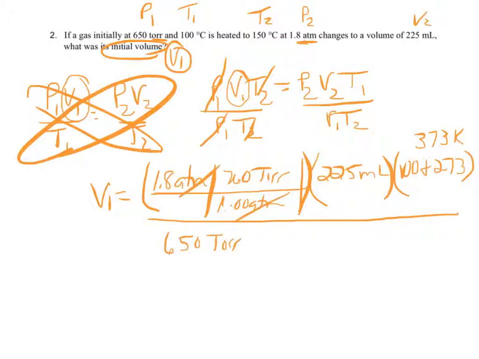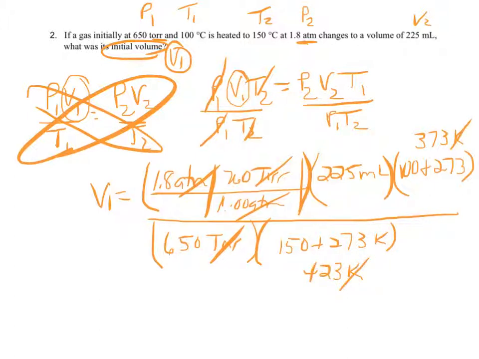So again, if I go back up here, my atms cancel when I do that bridge problem, and now my torrs will cancel. And times T2, which is 150 plus 273. Again, I'm not worrying about the 0.15 since the 150 is not very accurate, but that's going to give me 423 Kelvin. So you'll see that my Kelvins cancel, and then I'm ready to solve for volume. Okay, again, the calculator is going to give you this long answer of 415 point something, but the 100 actually only allows you to have one sig fig, so this is going to be about a volume of 400 milliliters.